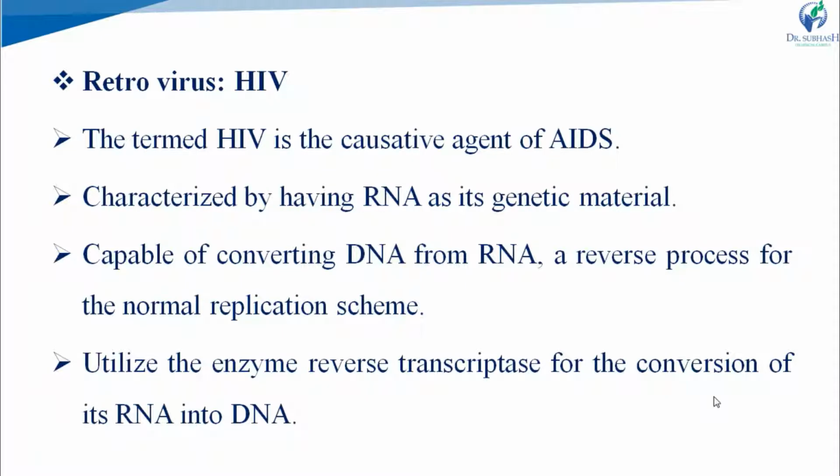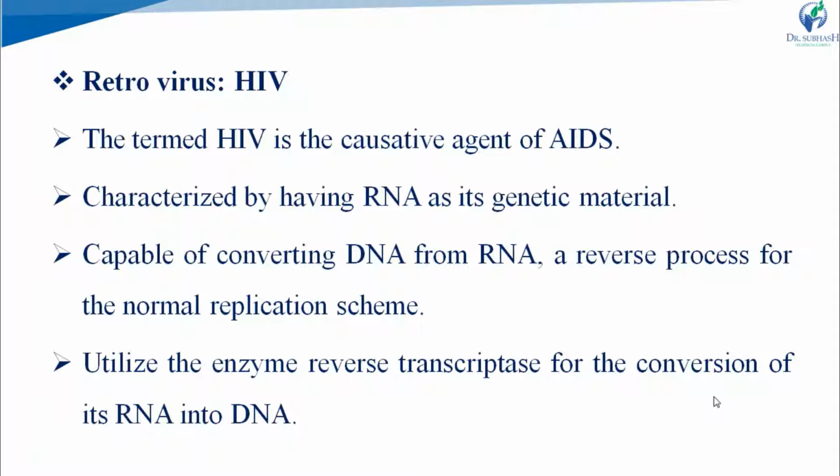Now, retrovirus, right? An example is human immunodeficiency virus. HIV is an example of a retrovirus, and retroviruses are nothing but viruses that convert their RNA into DNA. That is the reverse process of the normal transcription. Conversion of its RNA into DNA is the reverse transcription process of the virus. That's why they are known as retroviruses, right? And HIV is an example of a retrovirus because it also utilizes the enzyme reverse transcriptase and converts its RNA into DNA.